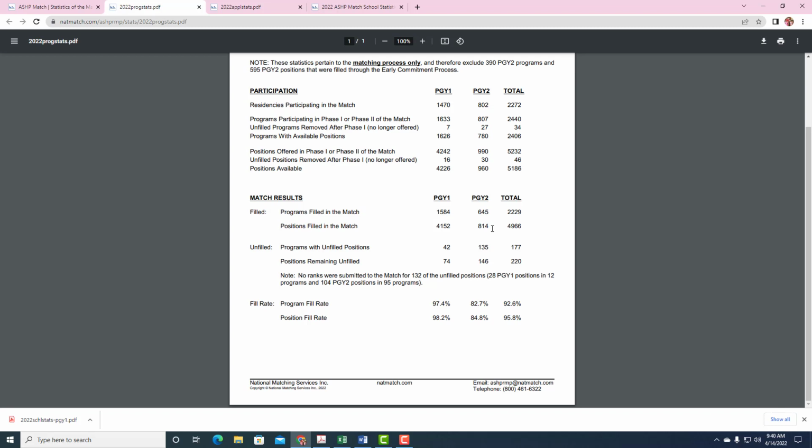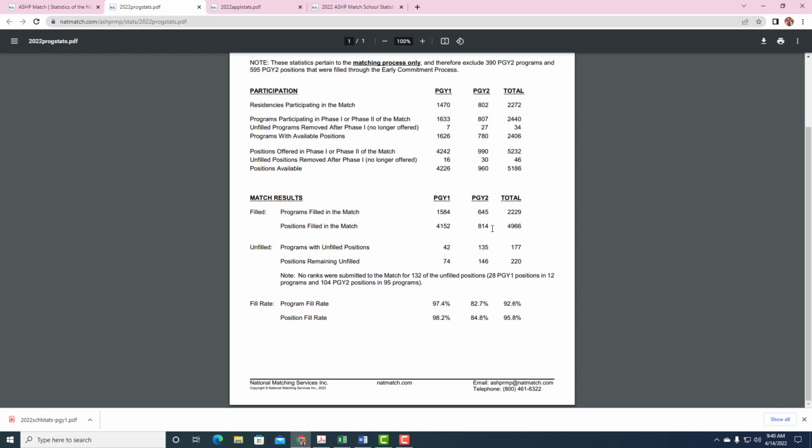When you talk about the number of positions that were offered in phase one and phase two, there were 990 positions. Then there ended up being 960 afterwards. And when you talk about those that were filled, it was 814. But that's over 10%, about 15% of PGY2 positions that were not filled. So it seems to me that students are saying, look, I'm going to do a PGY1, and if the PGY2 makes sense, then I'll do it.